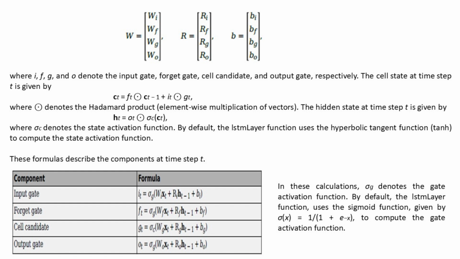In these calculations, sigma g denotes the gate activation function. By default, the LSTM layer function uses the sigmoid function, given by sigma of x equals 1 divided by 1 plus e to the power minus x, to compute the gate activation function.